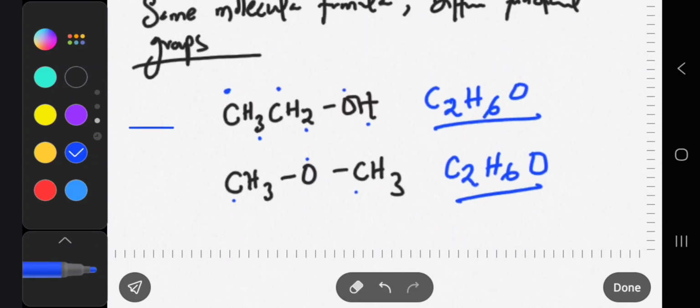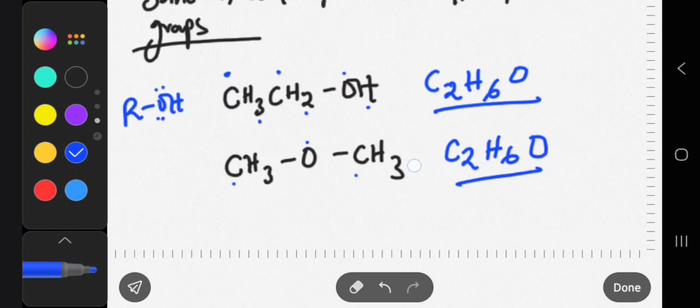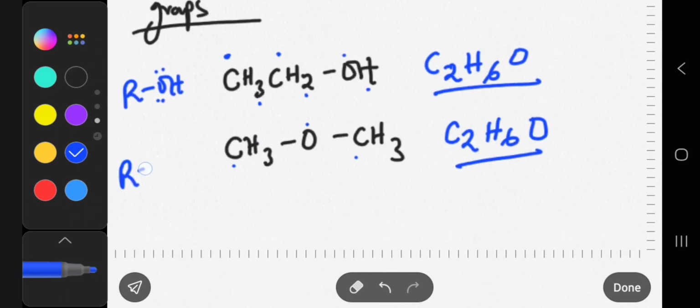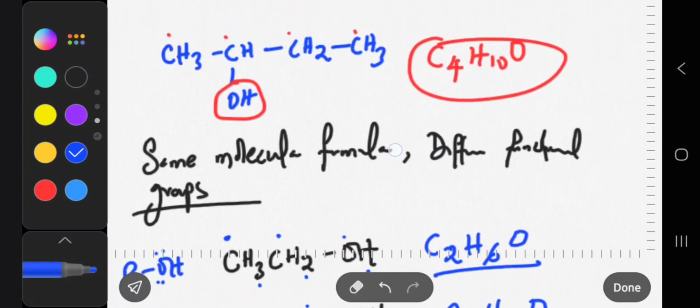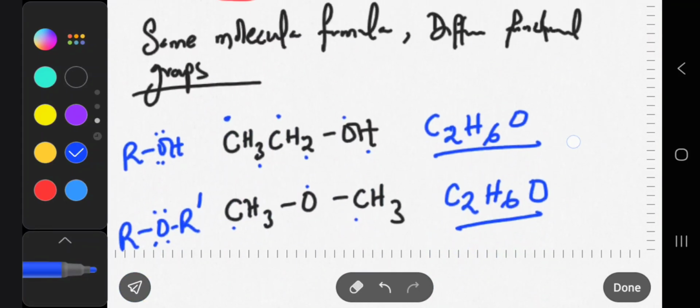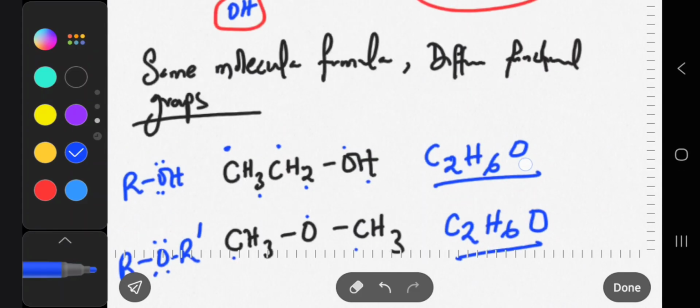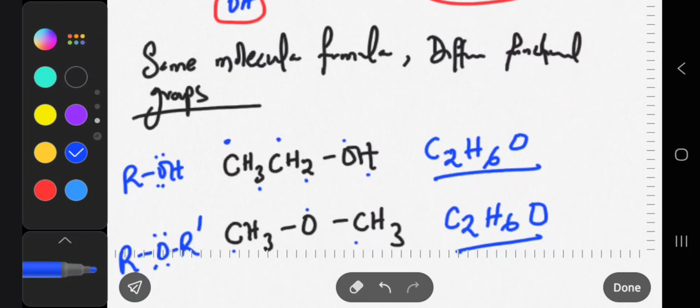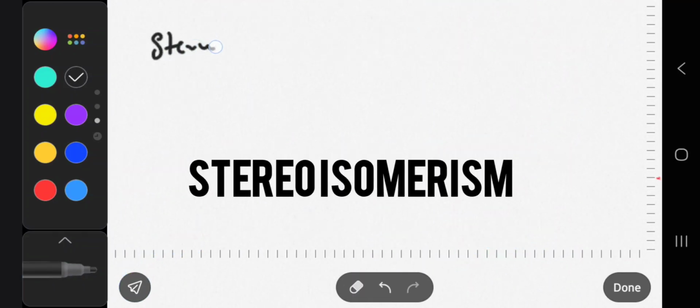So you see, this is an alcohol, all right? Why this one is an ether? That's ROR. Can you see that? So this gives rise to what we call functional group isomerism. So because these isomers have different functional groups but the same molecular formula, can you see that? So let's go to the last one, which is stereoisomerism.